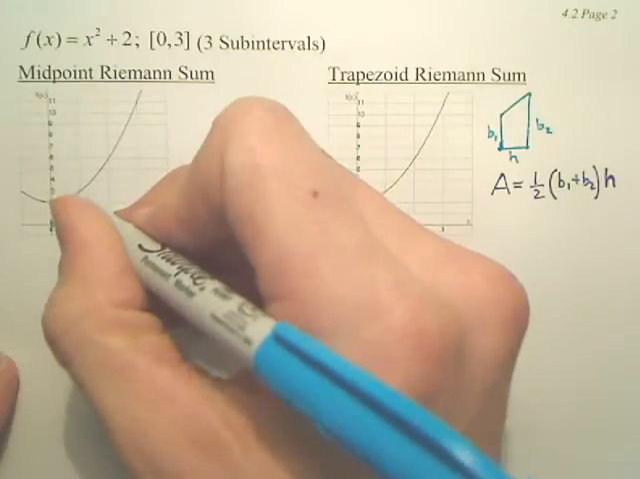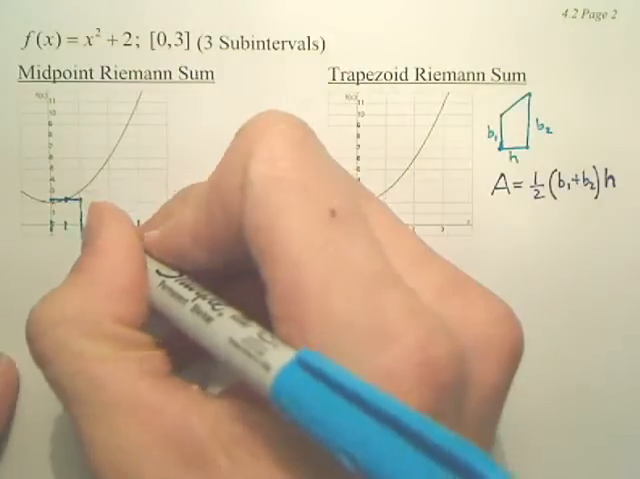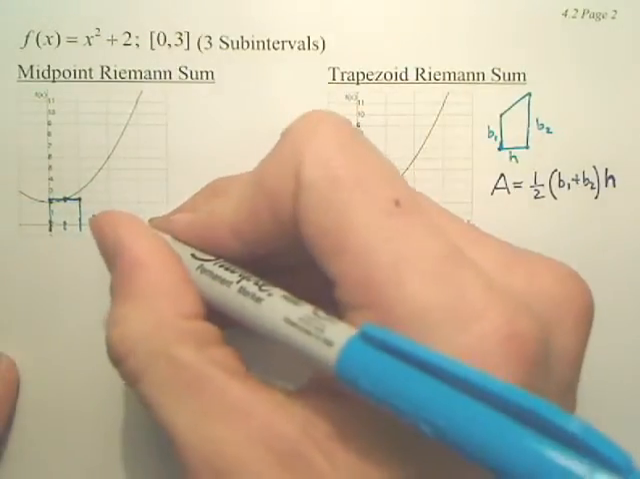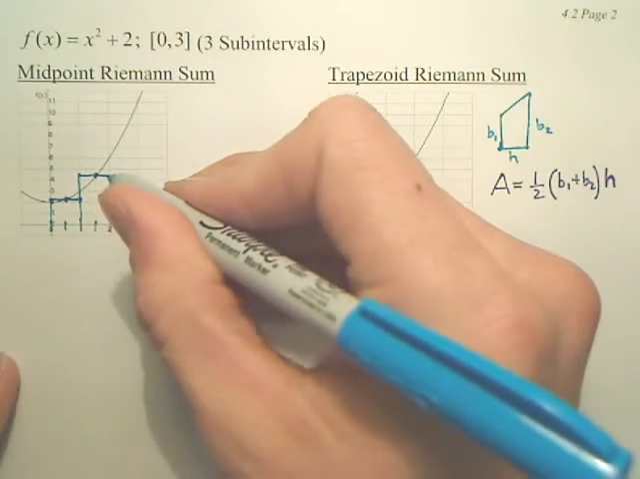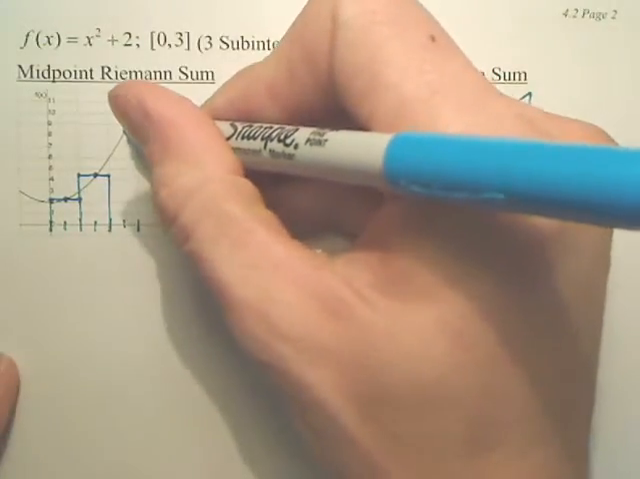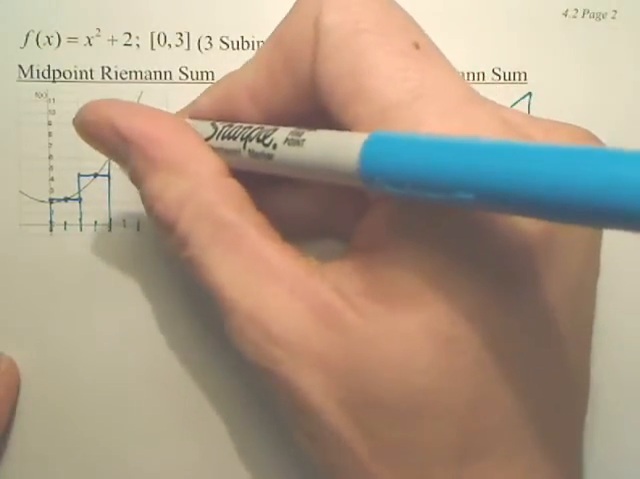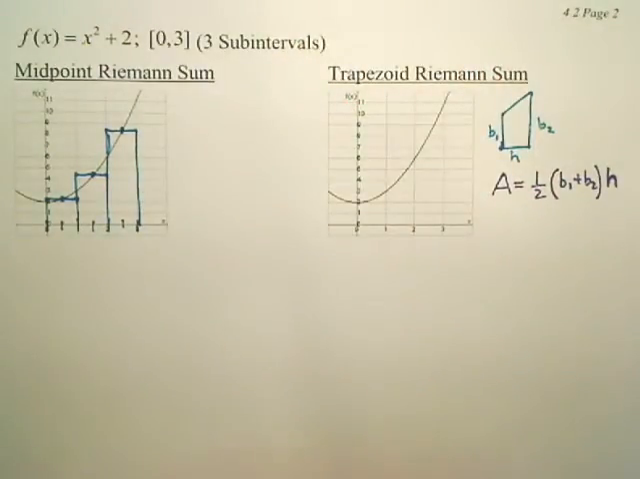So from here we go straight up and we make a rectangle. From here you go straight up, you make a rectangle. From here you go straight up, you make a rectangle. Can you tell how much more accurate this is? Midpoint tends to be a lot more accurate, but it's also a lot of times a lot more annoying because sometimes you get fractions you have to deal with.